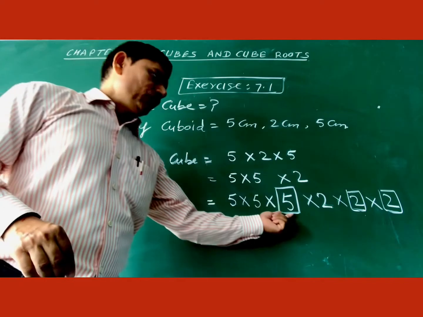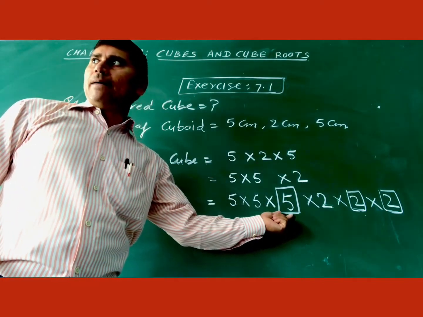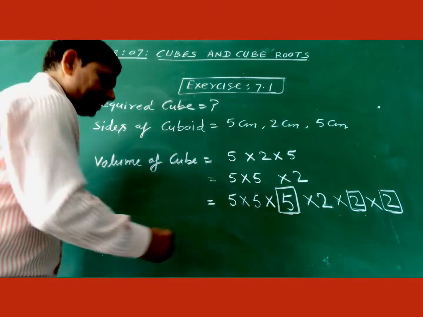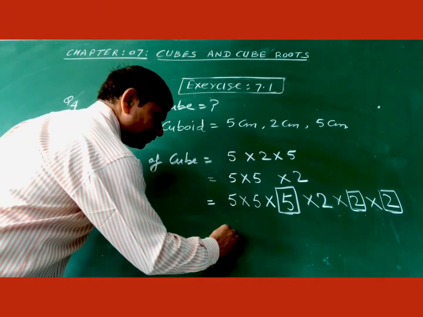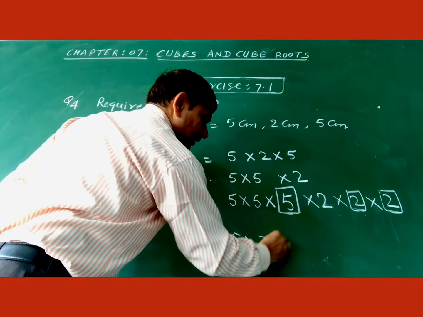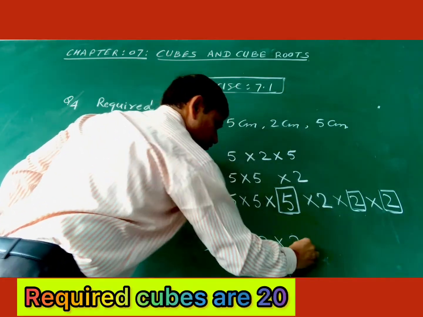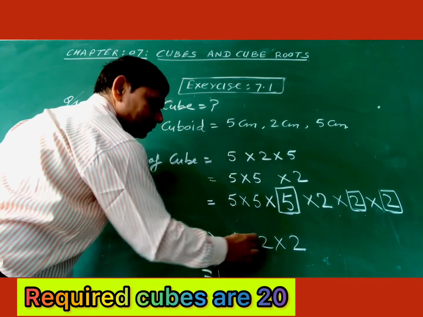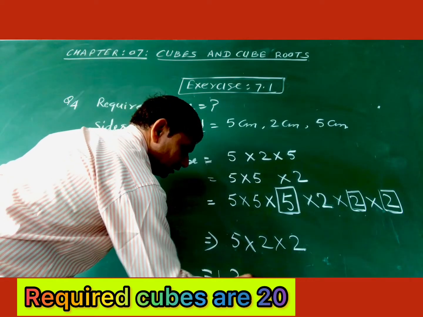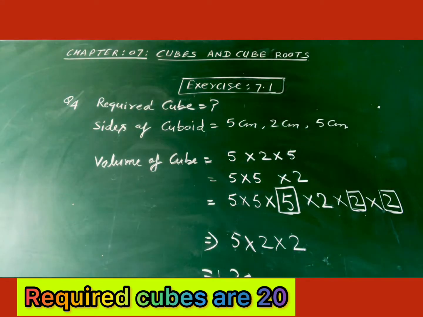So these 2s are required to make the triplet. So finally you will write the required multiplication. Here you can write it as 5 into this one 2 and this one 2. So how much is it? 5 twos are 10, 10 twos are 20. So dear, this is your answer. It means 20 cubes are required to complete this question.